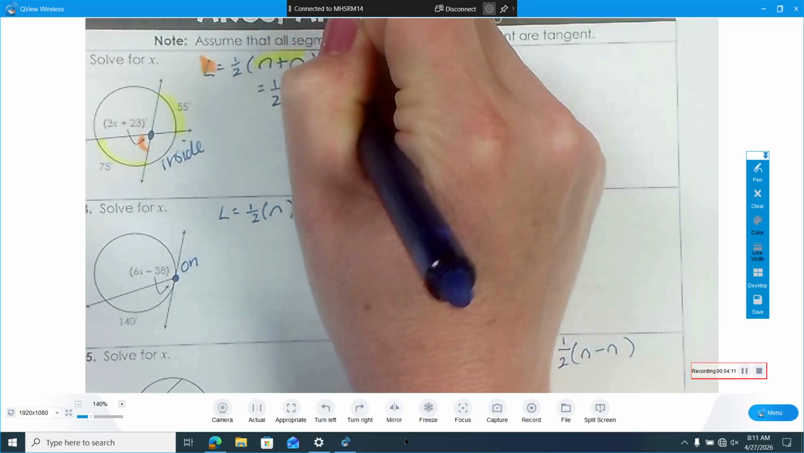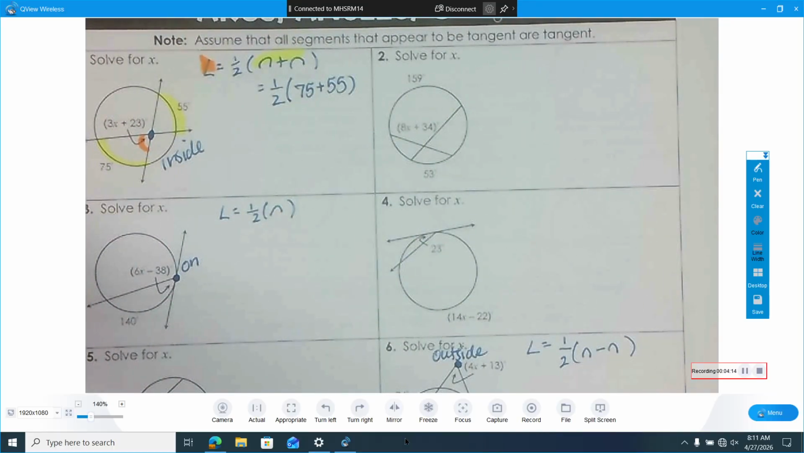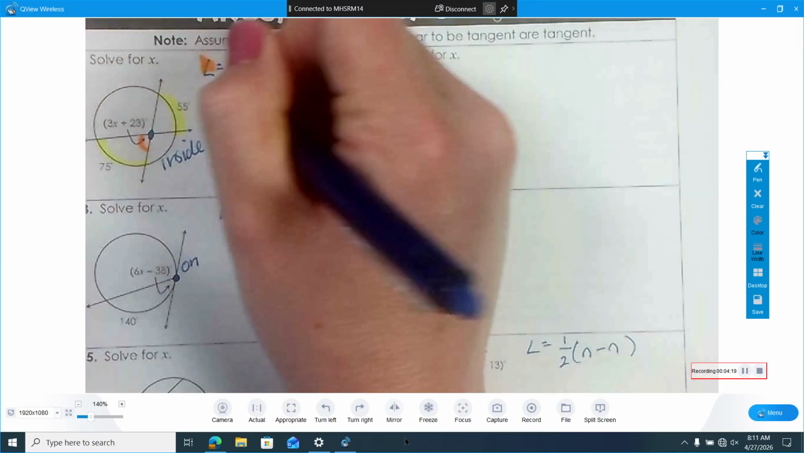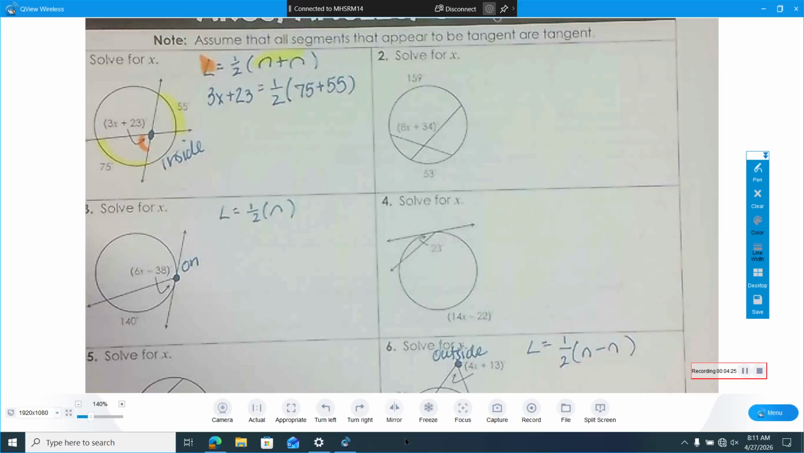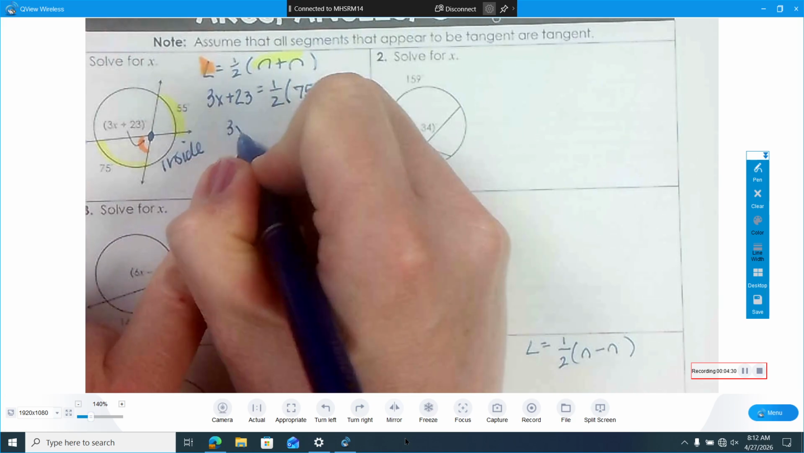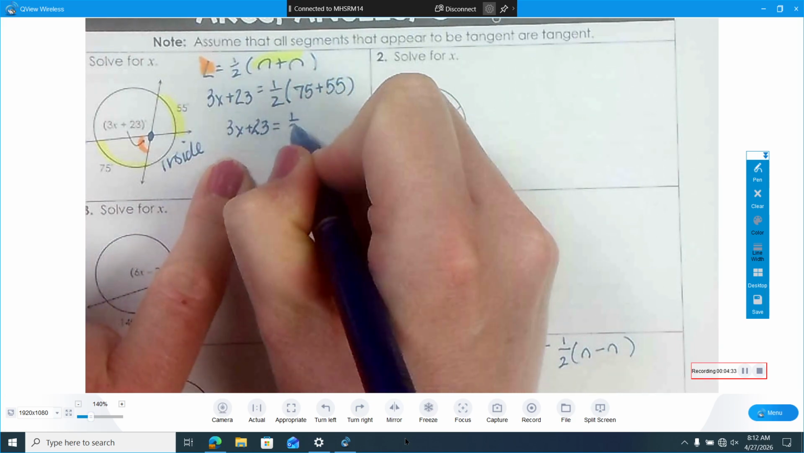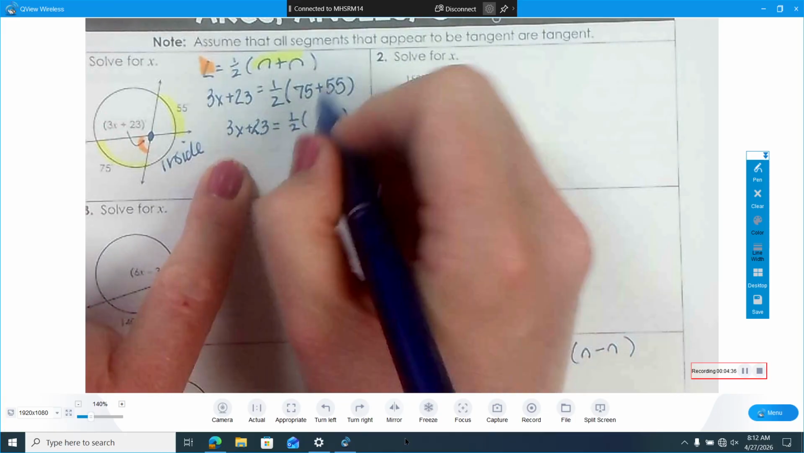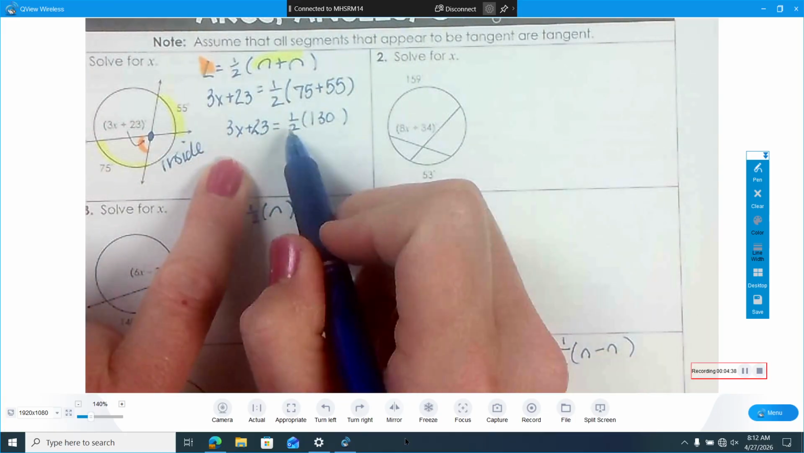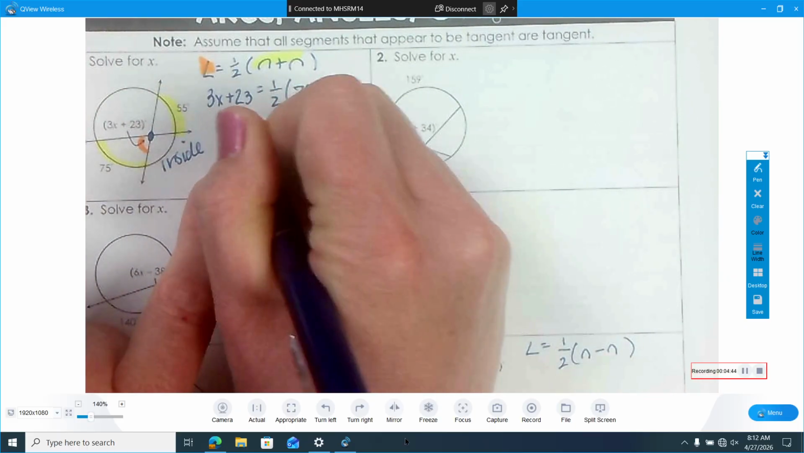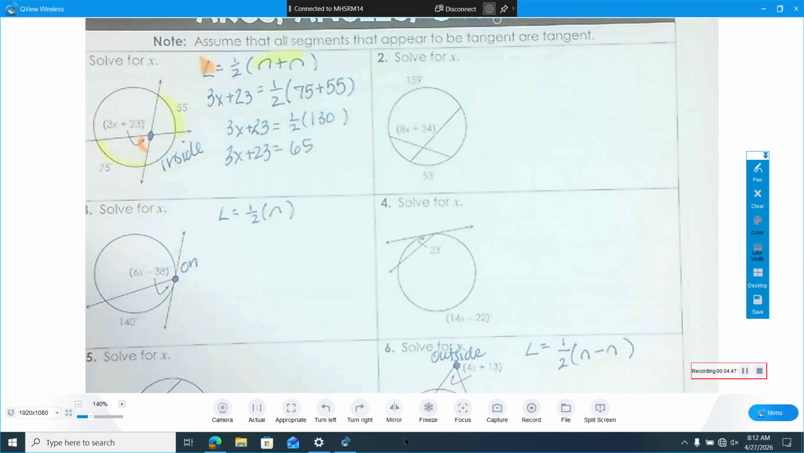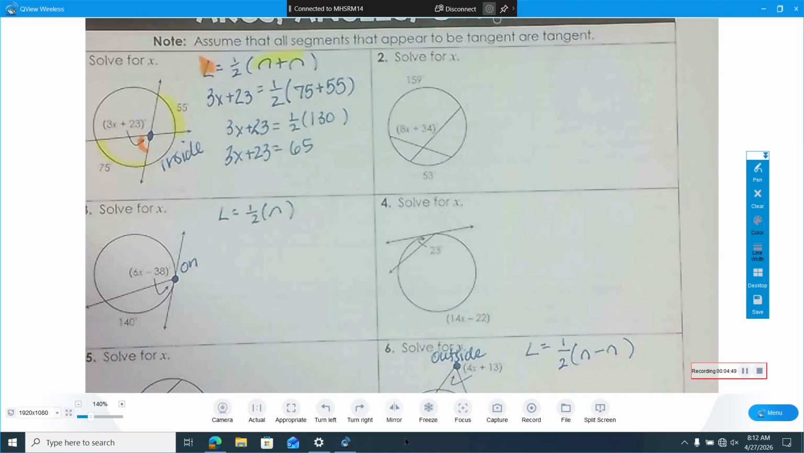75 plus 55, that's the yellow side of the equation. What's the left-hand side of the equation? Yeah, the angle is 3x plus 23. There's a multitude of ways that we can do this. I'm going to just say 3x plus 23 equals half of 75 plus 55, which is 130. And what is half of 130? 65. Equals 3x plus 23. Again, there are a multitude of ways we could solve that, but that's just as straightforward.